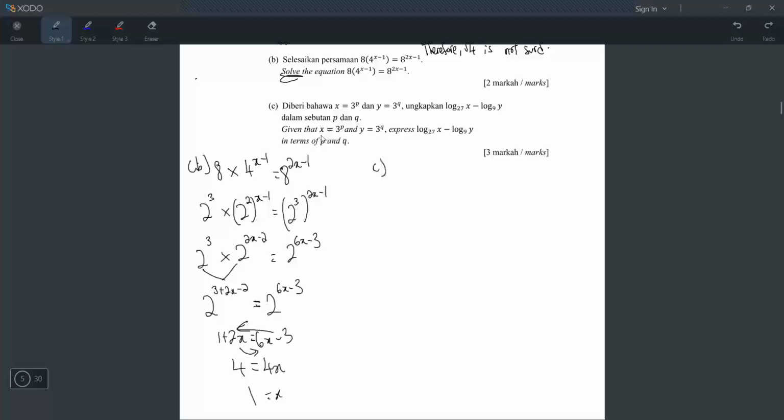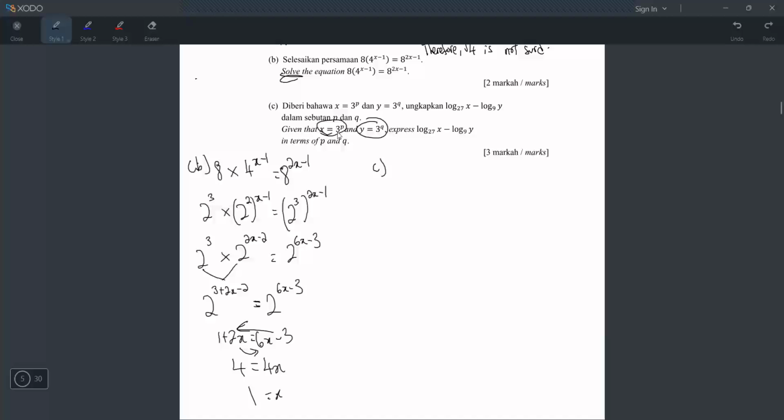Okay, for question C, given that x is 3 power p, y is 3 power q. Express log x base 27 minus log y base 9 in terms of p and q. If you look at the information they give, the information has no log, but the one they ask us to find has log. So I have to change my information so that it also has log. How to change this so that it has log? What we do is we look at the number base and we move it to the other side, because when we move the number base to the other side, it becomes the log base.